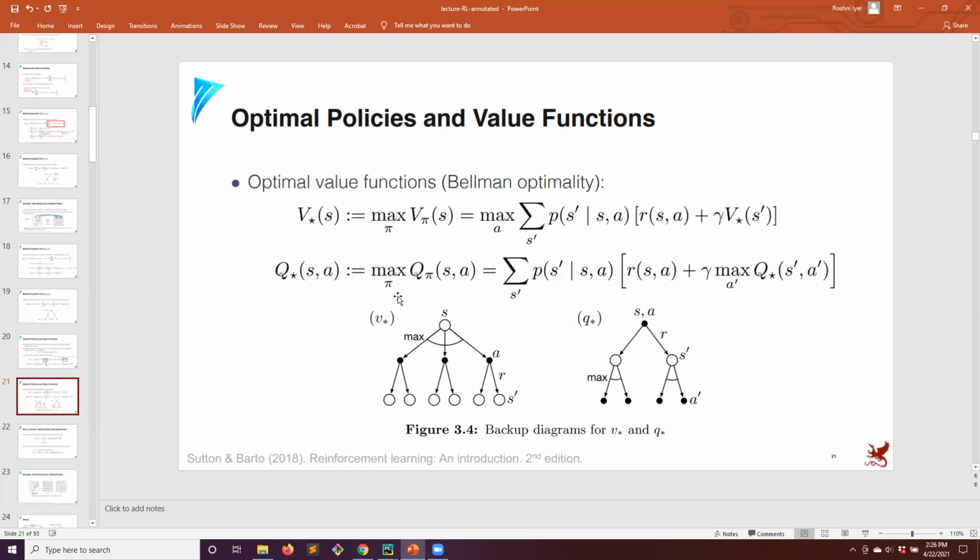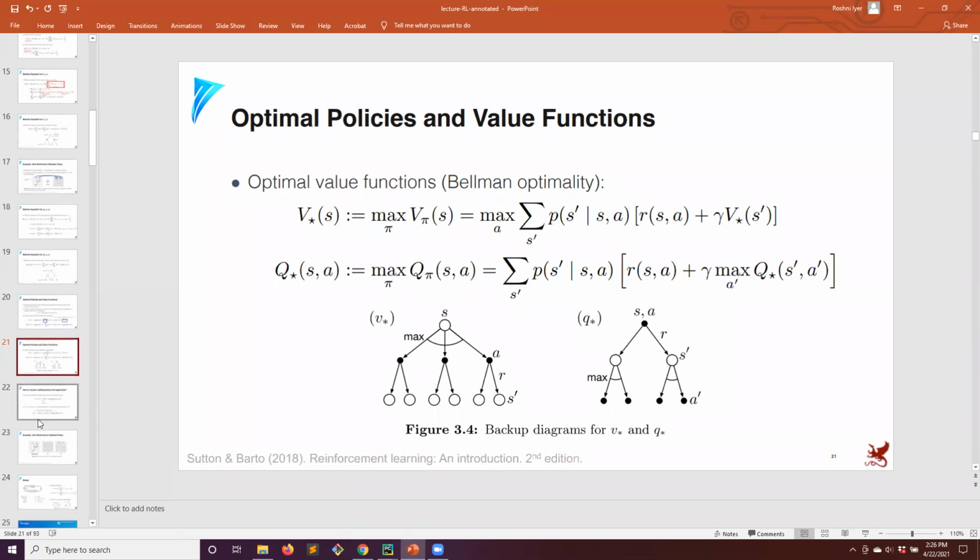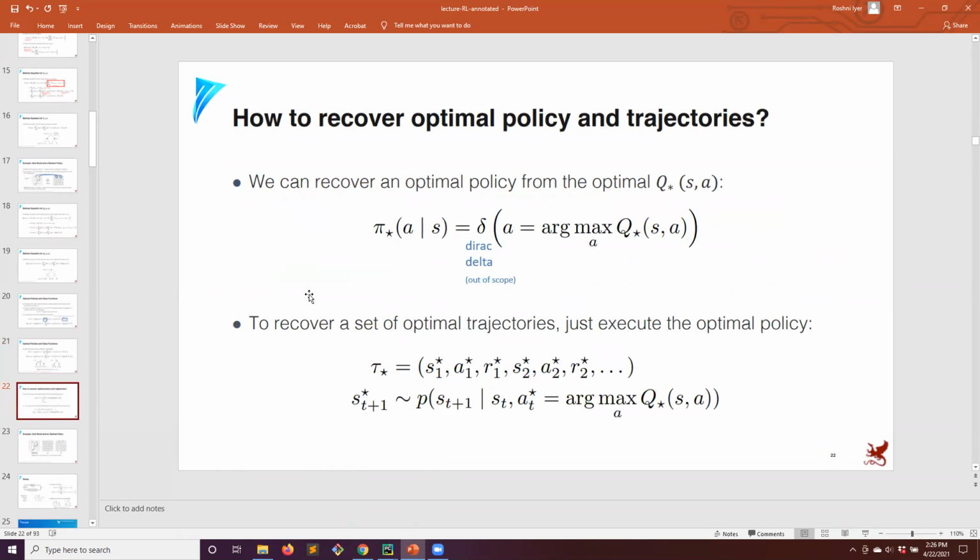And if we were to think about these two functions as we thought about the computation trees for v pi and q pi of s, a, we can look at it like this. The only real difference between this and the previous computation trees is that we're doing this max operator here, the max over the actions. So it's like we take all of the actions and then get the maximum of that. And then similarly for Q as well.